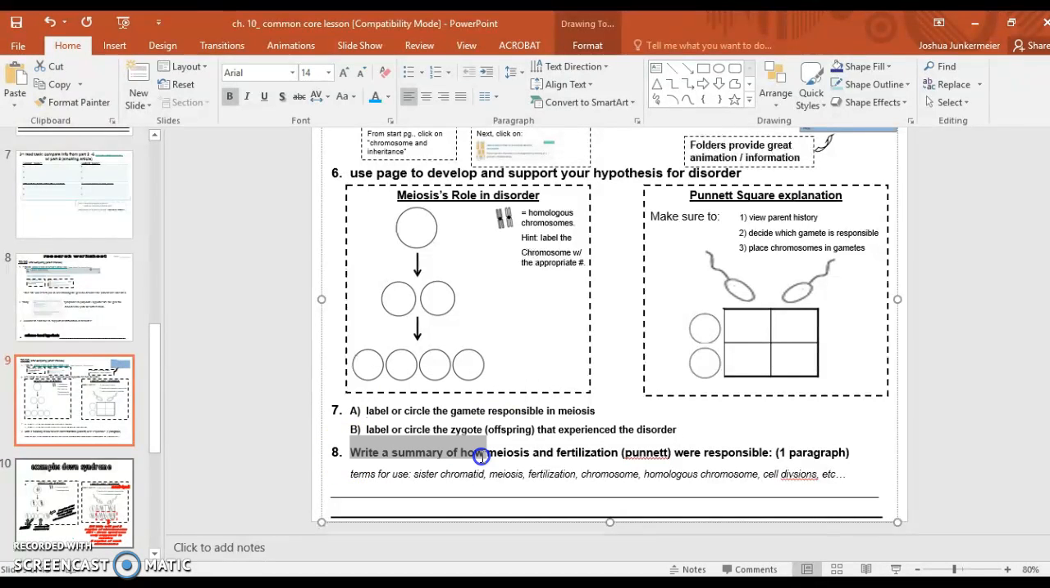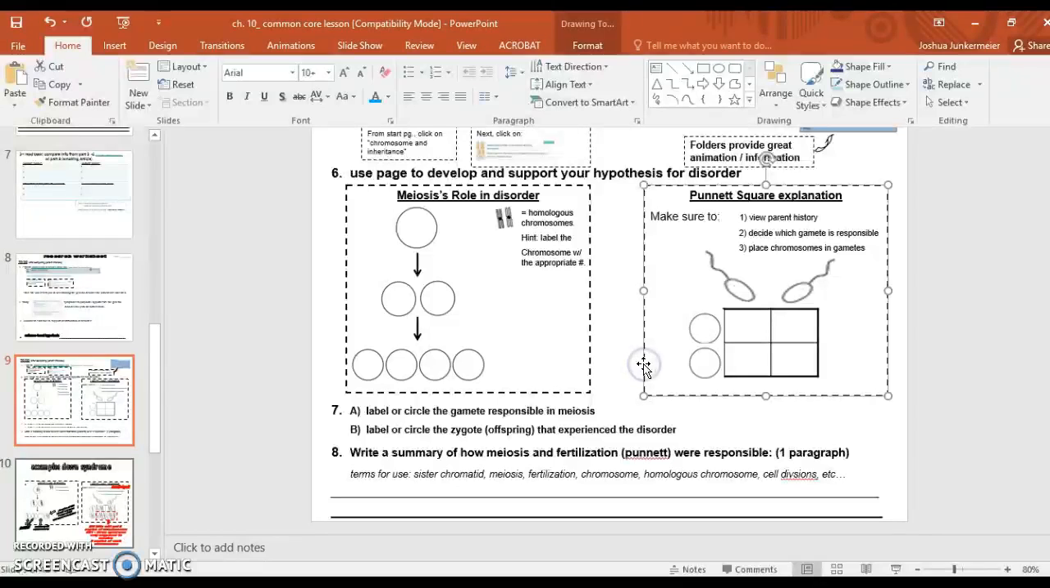And then finally, it says, write a summary of how meiosis, which was the first box, and how fertilization, which is the Punnett square, are responsible for the syndrome. So you need to write a paragraph on your paper using these words here. You should be able to explain your thinking using academic language, the scientific language of a geneticist and a doctor, and you're going to use the words sister chromatid, meiosis, fertilization, chromosome, homologous chromosome, and cell divisions. You'd use any of those terms, and you can use more. I'm just saying at minimum you should use these to be able to explain what happened here and here.